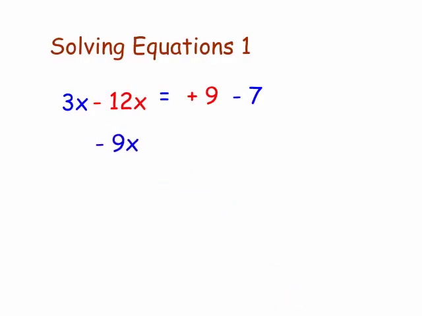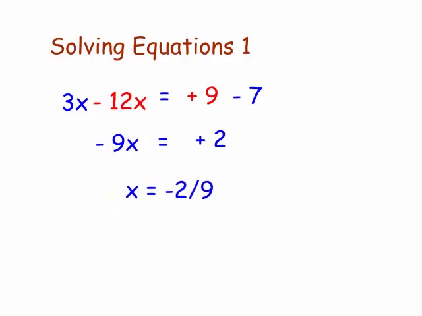Equals. Oops, where's the equal sign? There's the equal sign. Now that's going to equal, let's have a quick look, 9 minus 7. You can see it's positive 2. And then again, we divide everything by minus 9, and we use the negative sign. You can see here again, x is equal to minus 2/9.